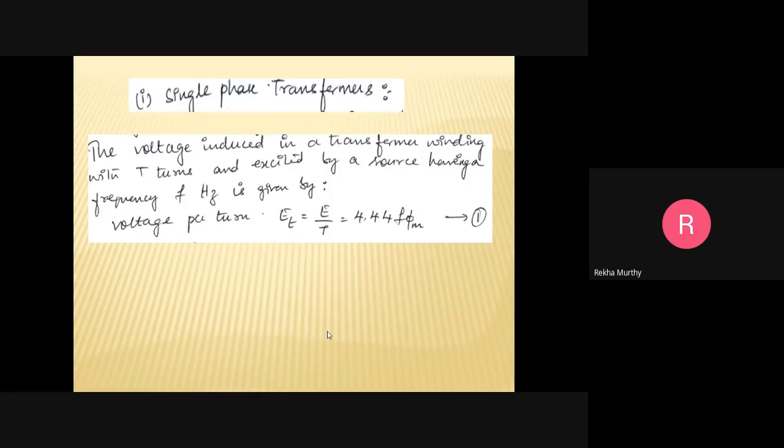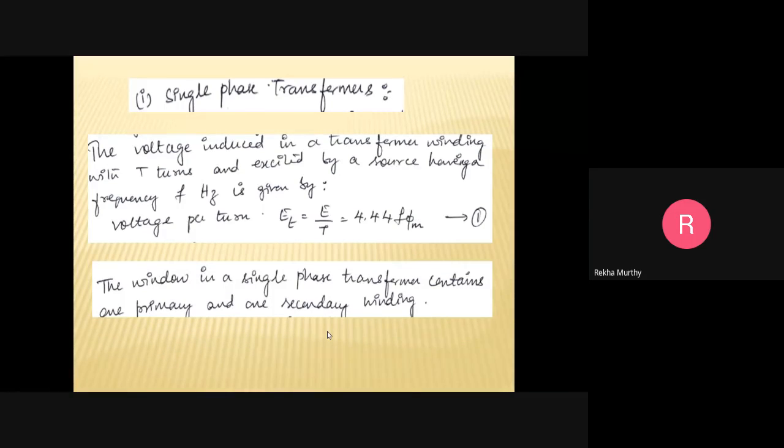Take down. Next. The voltage induced in a transformer winding with capital T turns, and excited by a source having a frequency F hertz, is given by the voltage per turn, ET, small t, which is equal to E divided by T, which is equal to 4.44 F into psi m. Equation number 1.